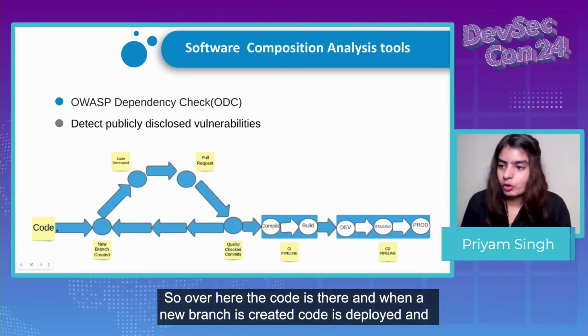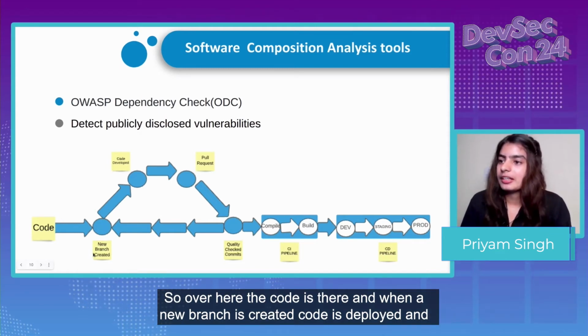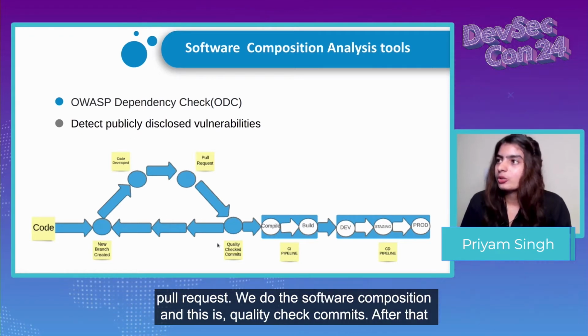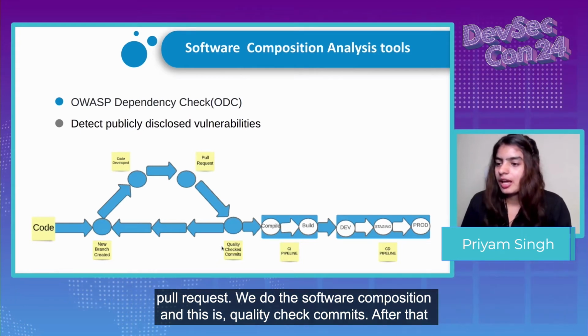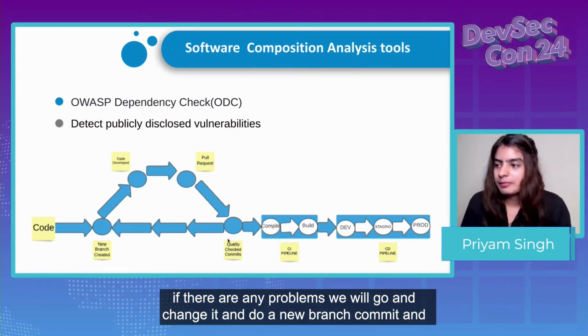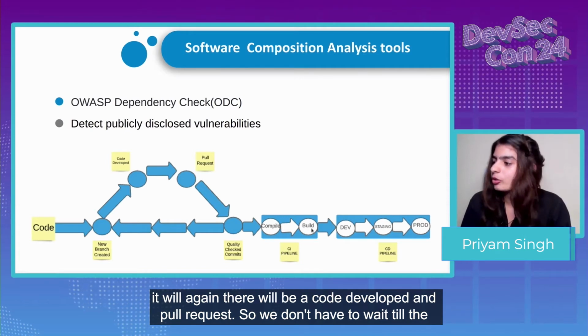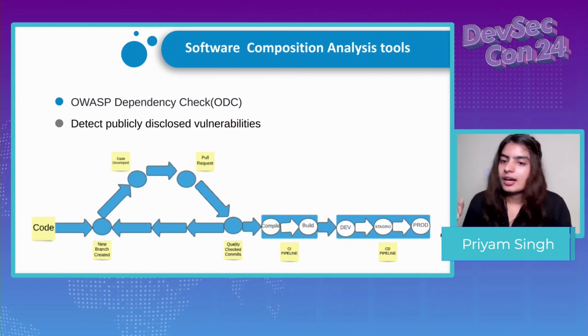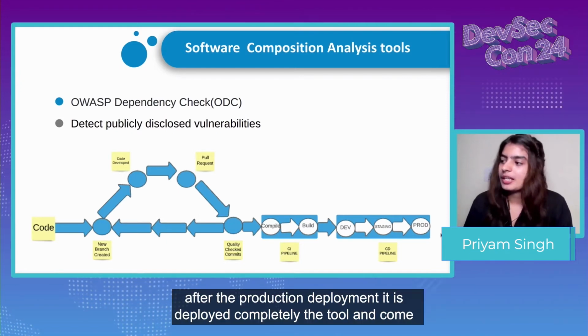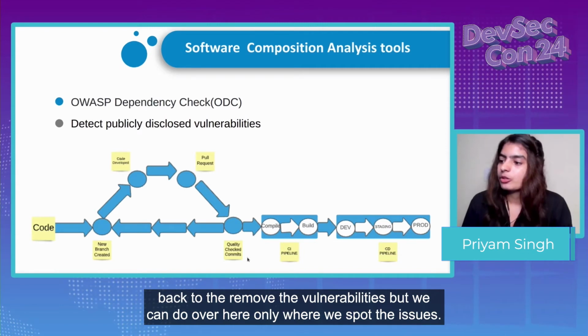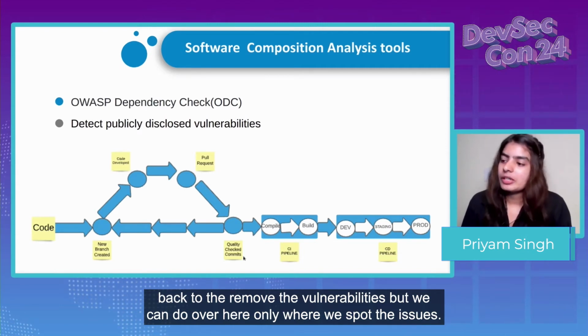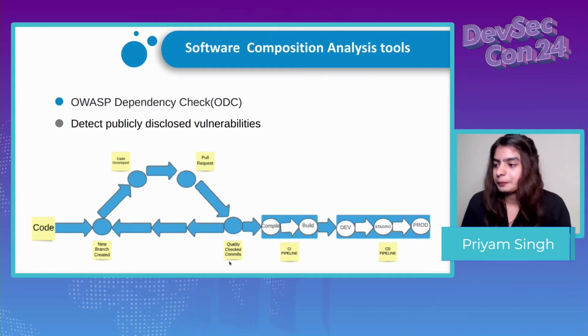So over here, the code is there, and when a new branch is created, code is developed and a pull request is made. We do the software composition analysis and quality check on commits. After that, if there are any problems, we go and change it and do a new branch commit, and again code is developed and a pull request is made. So we don't have to wait until after the production deployment to come back and remove the vulnerabilities. We can do it over here, right where we spot the issues.